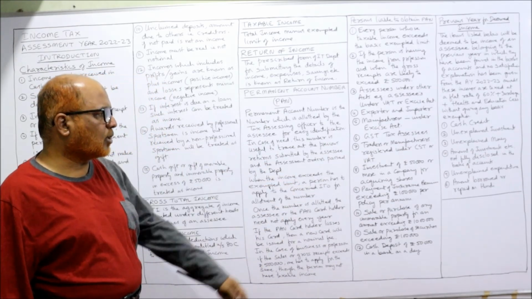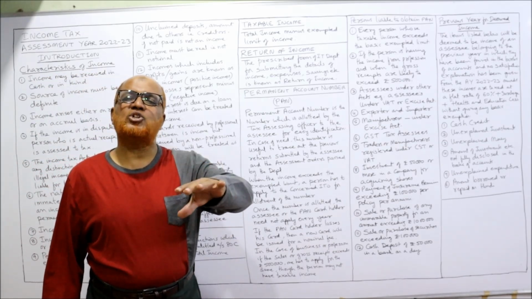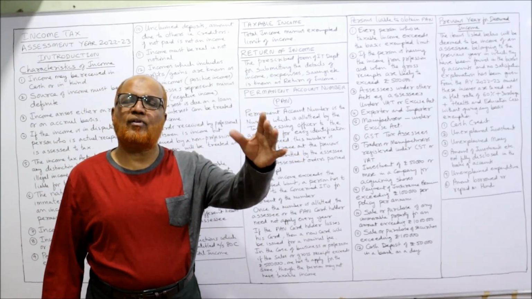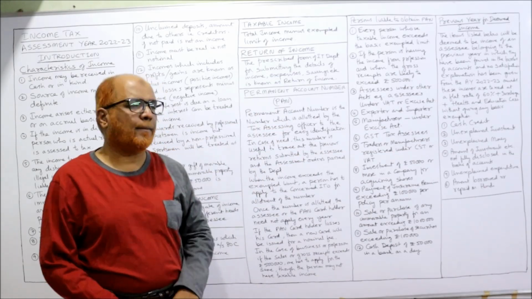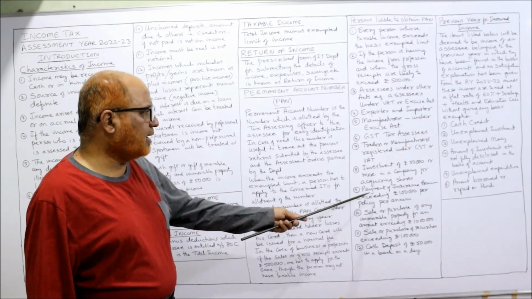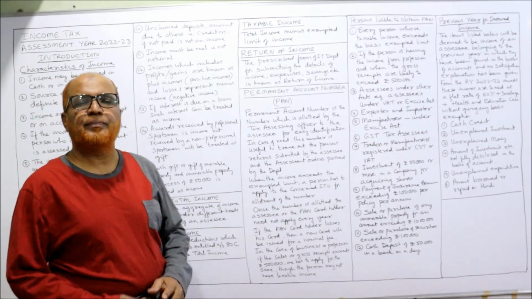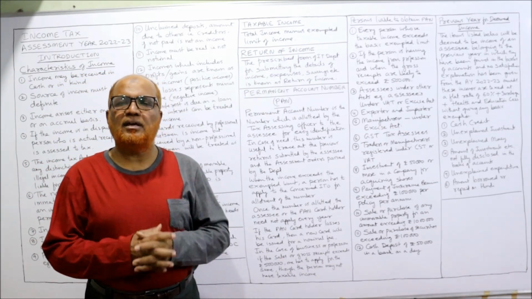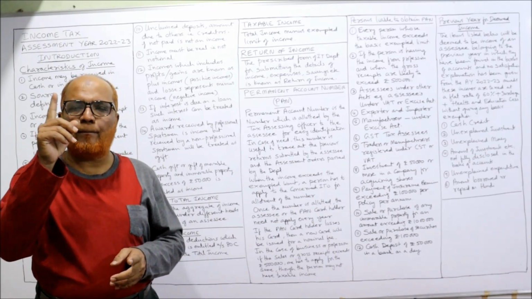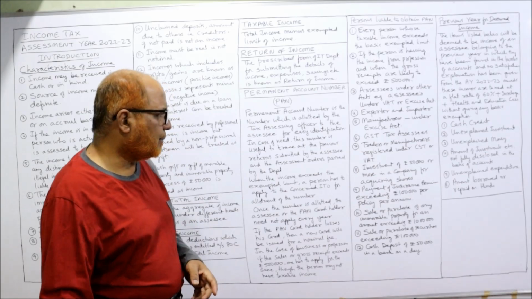Investment of 50,000 or more in a company for acquiring shares. If a person is purchasing the shares of a company for more than 50,000, he must have a PAN card. Then payment of insurance premium exceeding 1 lakh per policy per annum. If a person has paid more than 1 lakh per policy in a year, then again he must have a PAN card.